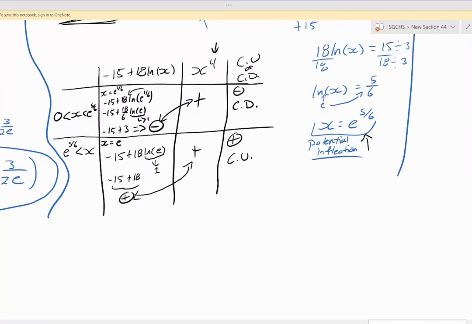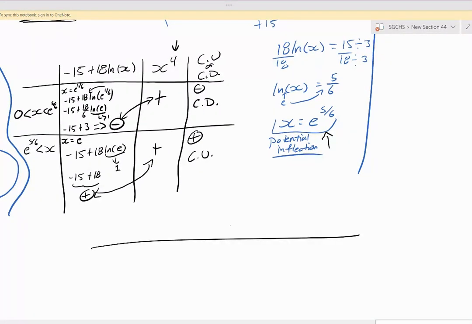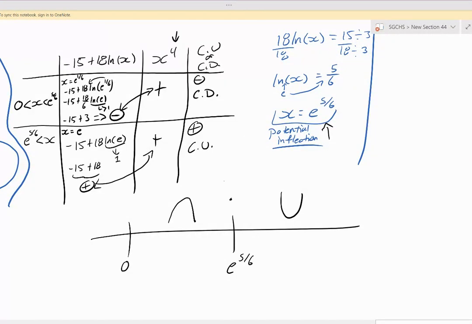So now if I draw out my number line here, I have 0 here, I have e to the power of 5 over 6, and when we are between 0 and e to the power of 5 over 6, we are concave down, and when we are larger than e to the power of 5 over 6, we are concave up. Okay, so this is an inflection point. Recall, we don't care what's happening on this side because our function doesn't exist over here. Okay, so we don't really have to focus on that.